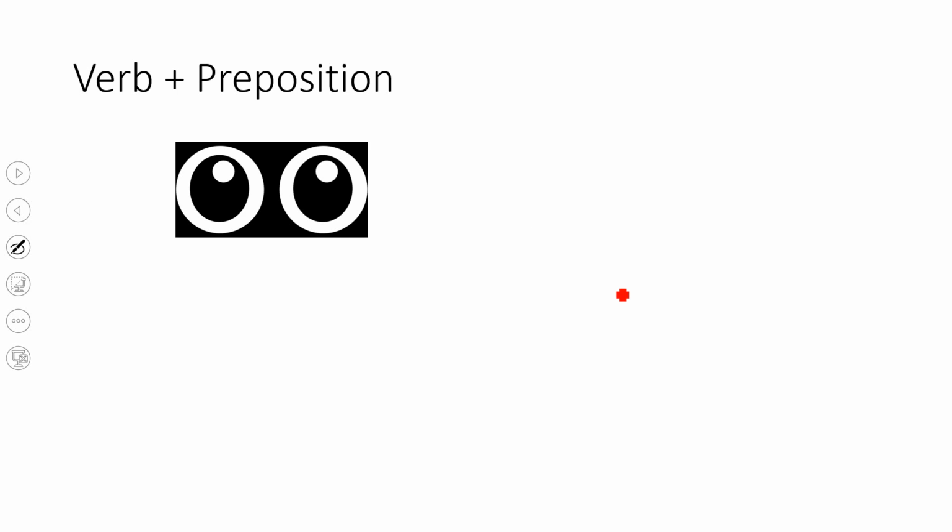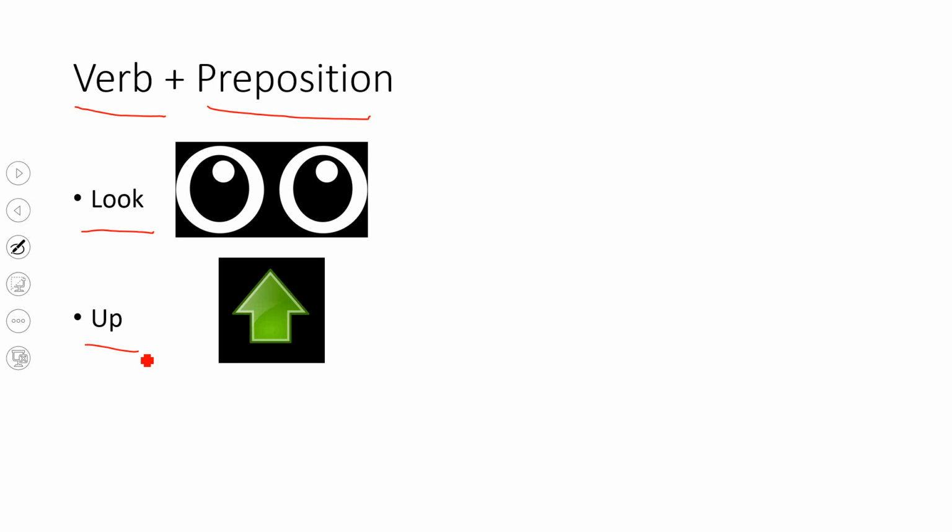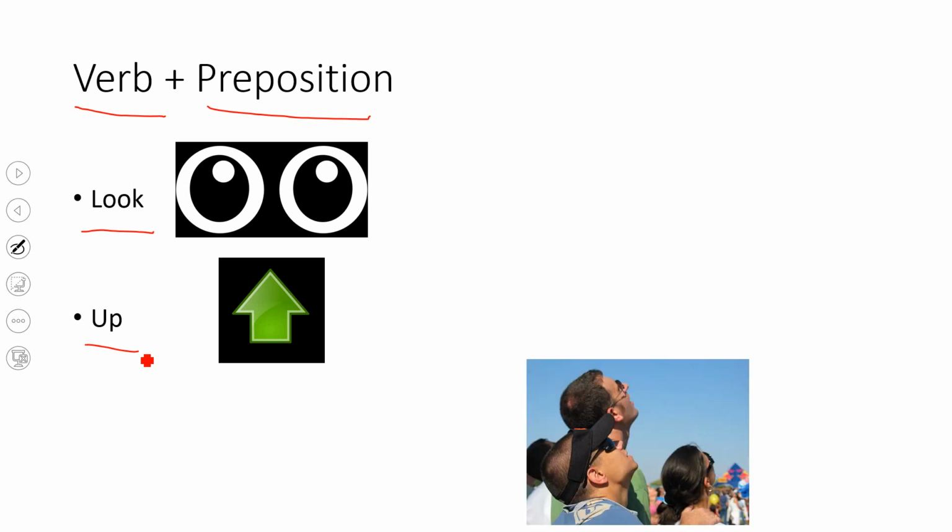So first, a phrasal verb is a verb plus preposition combination. For example, here I have look, we know what look means, and I have the word up, we know what up means. If I put those together, look and up, I get something like this.